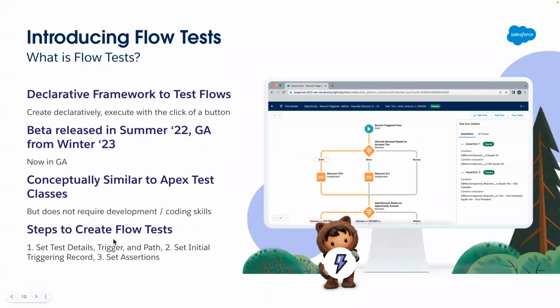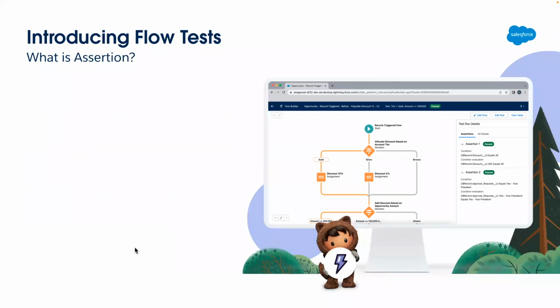There are 3 steps to create a Flow Test. We will need to set the test details, trigger, and path. We will need to set the initial triggering record, and we will need to set assertions. But what is an assertion? Now, one of the important aspects of any automated testing is setting the assertions. If you're a developer watching this session, you're already familiar with the concept of assertions. But this may be a new term for admins and consultants, so let's understand what it means.